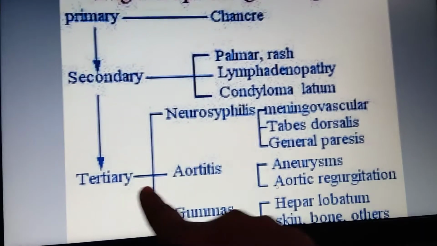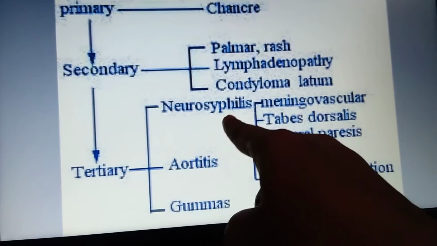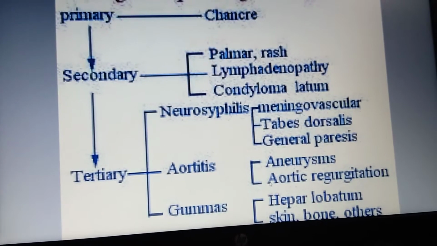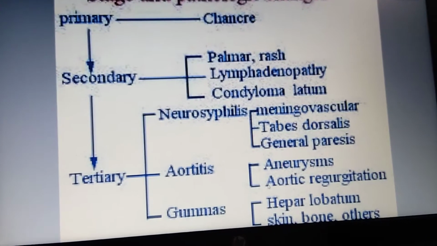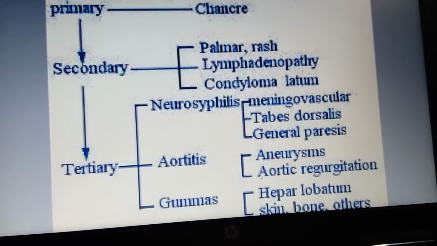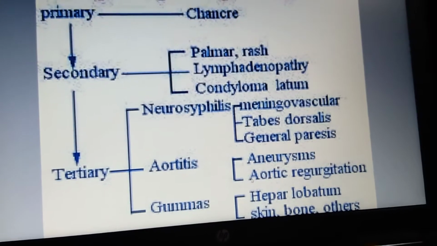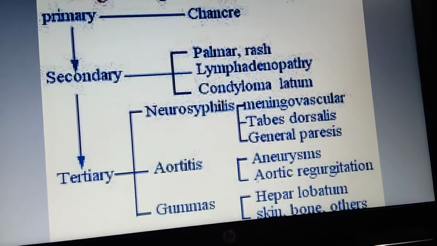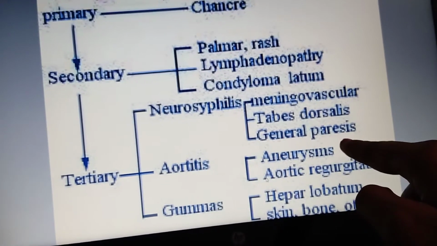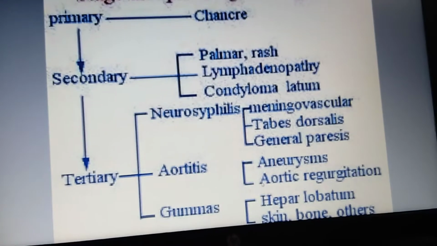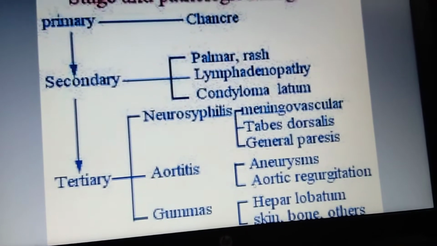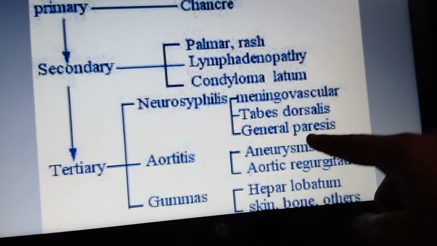And in the tertiary stage you see three types. Neurosyphilis means meningovascular, where inflammation of the heart walls and the vessels may lead to meningovascular syphilis, and tabes dorsalis. Tabes dorsalis means central nervous system damage. And general paralysis, where some mass-like formations are going to be there.